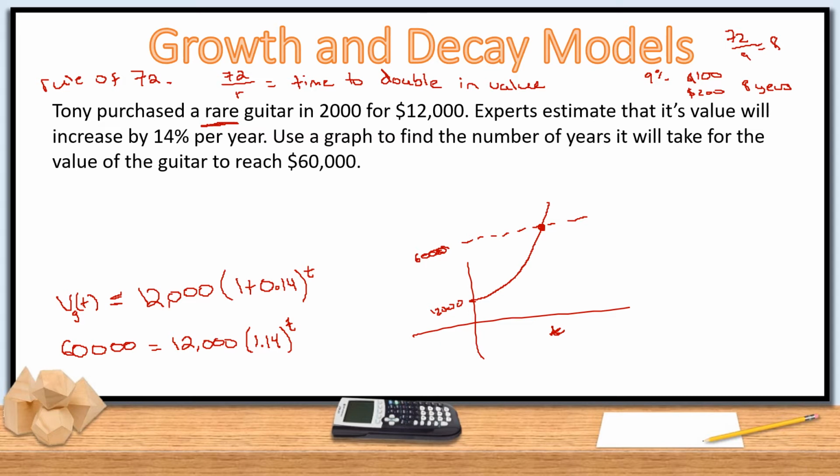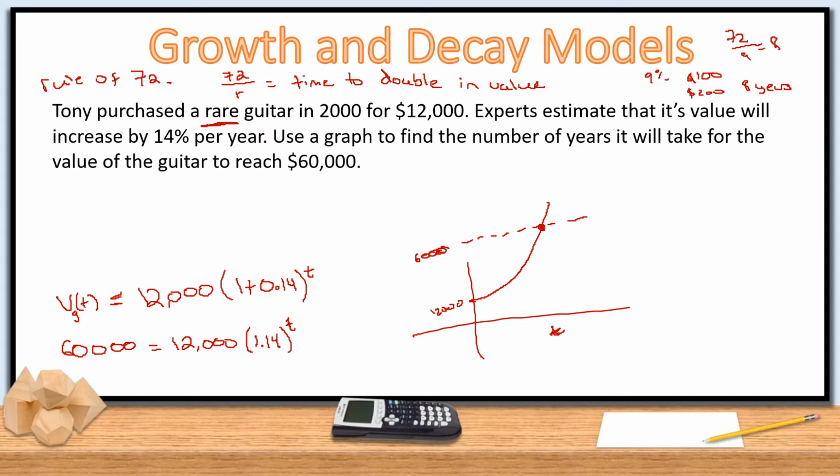Graph it. My window actually still works for me. Actually, does it? I don't need to go up to, I need to go up to 60,000. So actually I need to go higher than 60,000. I'm going to go 65,000. I want to be able to see that 60,000. I'm going to increase my X max to 30.